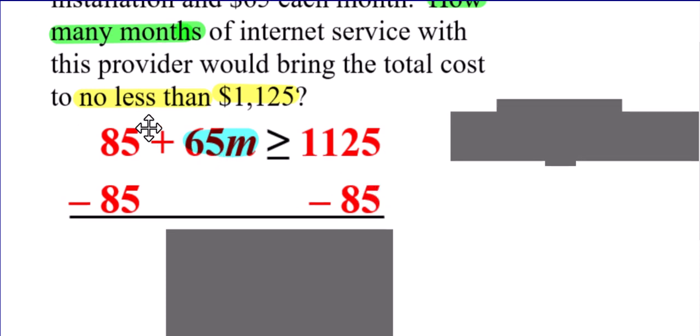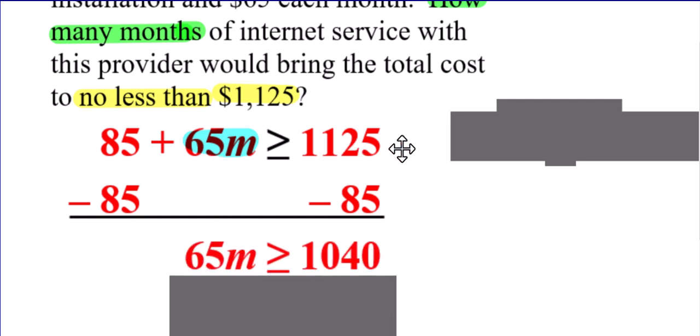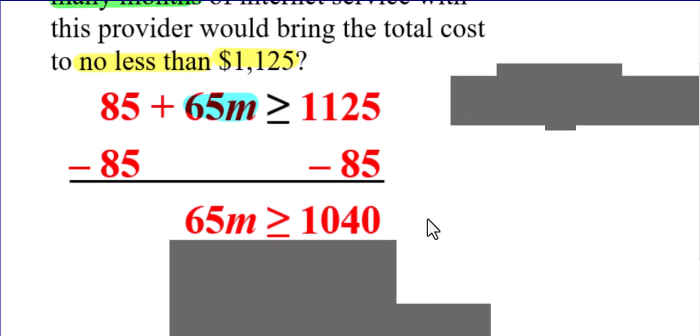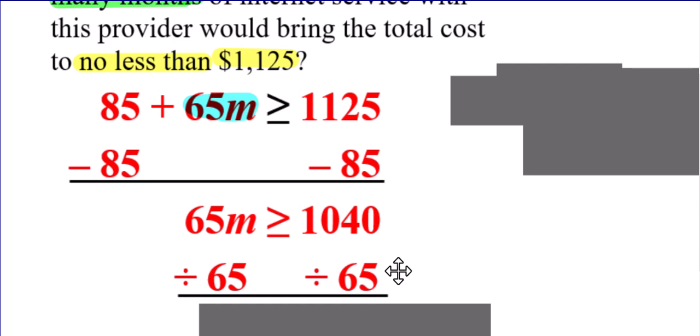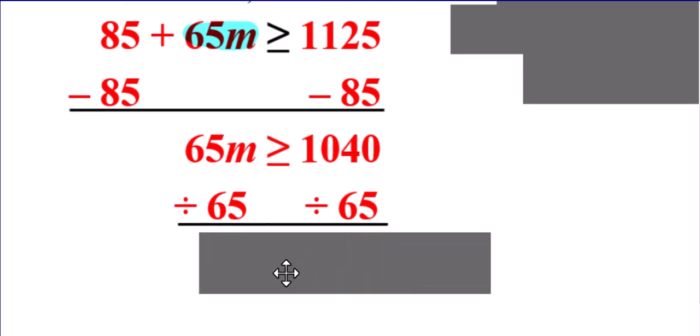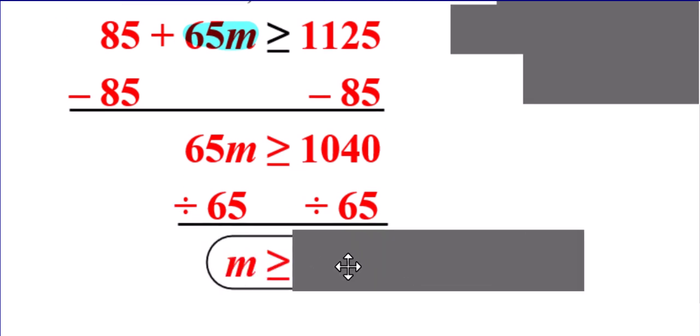What do we get? Well, the left side, we're going to get a 0. We're going to get 65M. And on the right, we're going to subtract and get 1,040. From here, what's still happening to my variable? It's still being multiplied. So what's the inverse? To divide. Do it on both sides. Should our inequality symbol switch direction? No, it should not, because we did not divide by a negative. We divided by a positive.